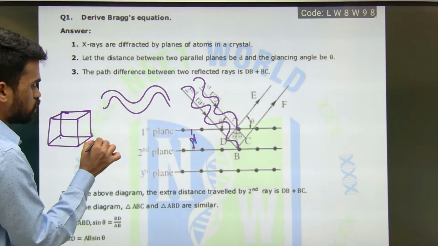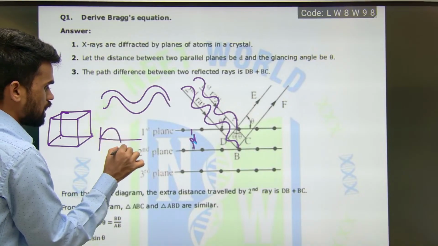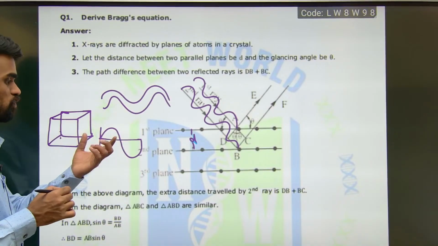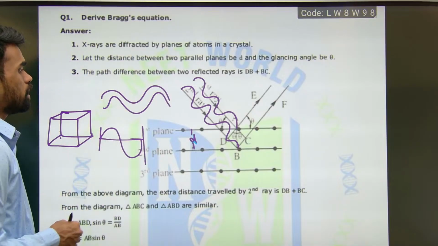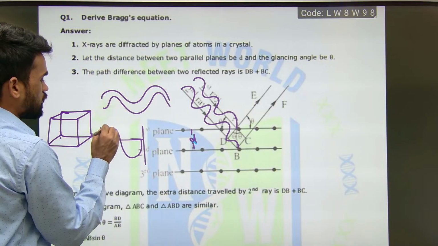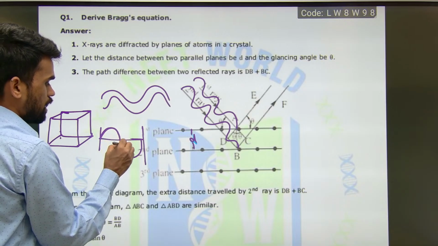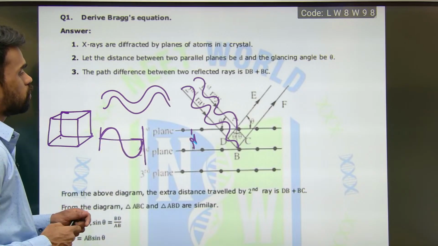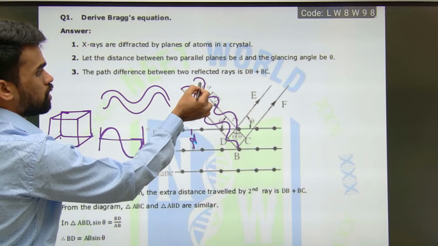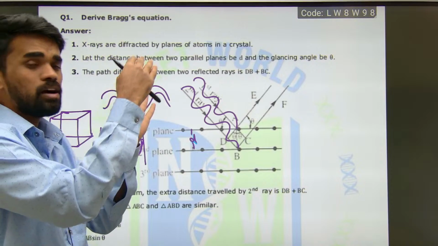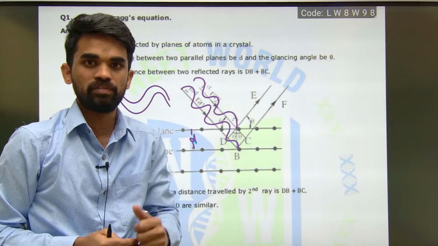Okay, so now what do we mean by a wave? Wave means like this you need to indicate. This is a full wave, a full cycle. Now if you see, this upper side is called the crest and this is called the trough. The crest of the second wave and the crest of the first wave are in the same plane, so it will give a constructive interference.